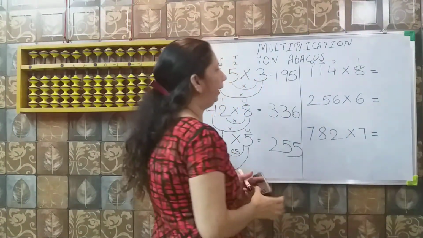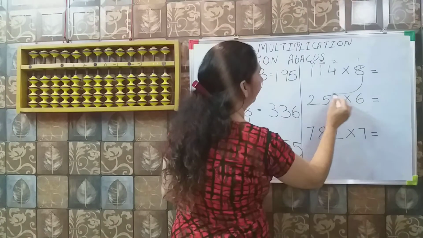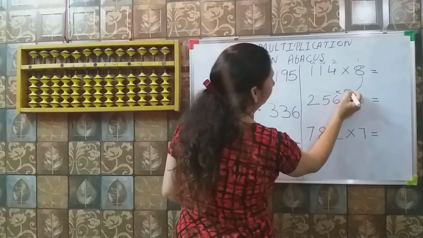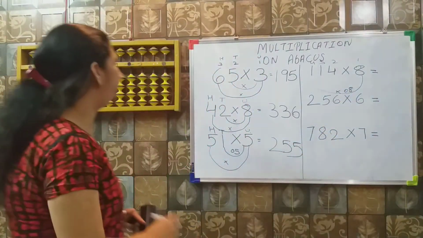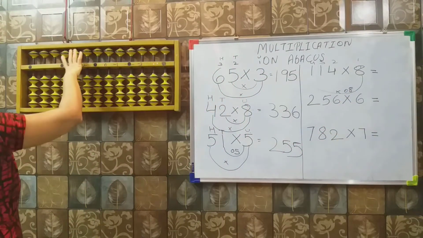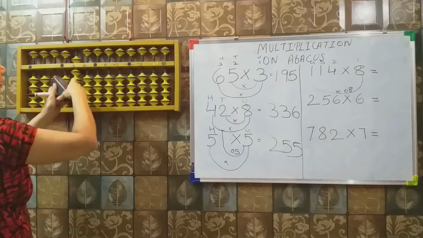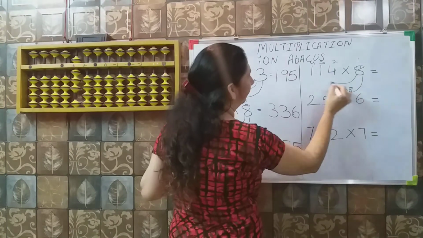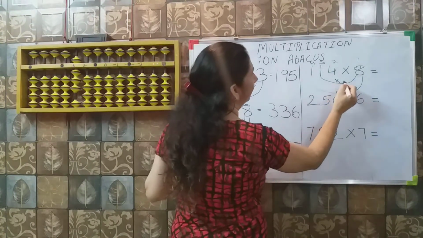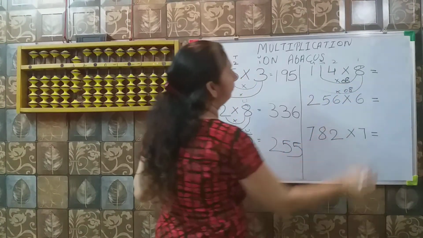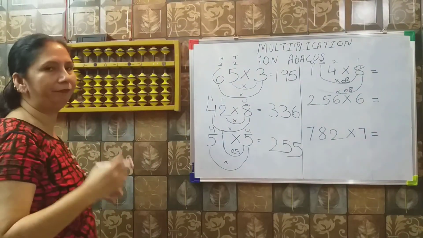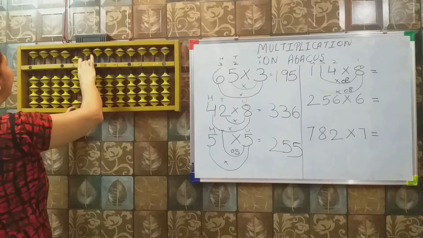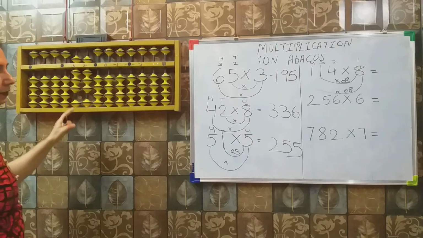First, 8 multiplied by 1. 8 into 1 is 8. So we will take 0, 8. It means 0 on the thousand place and 8 on the hundred place. Now the next number, again 8 into 1, is 8. So we will take 0, 8, because whenever we get a single digit, we take 0. So 0 on the hundred place and 8 on the tens place.